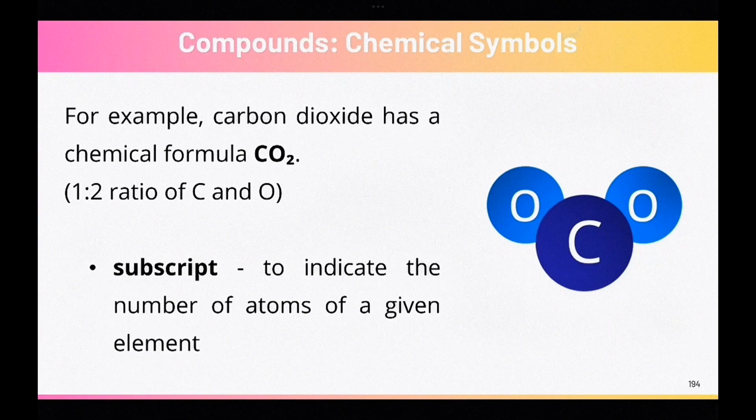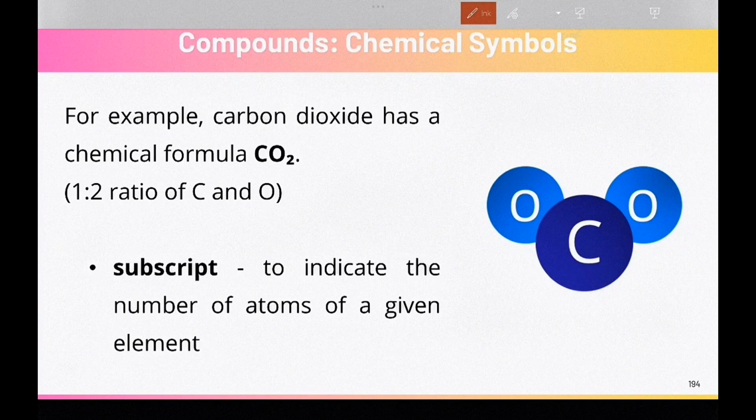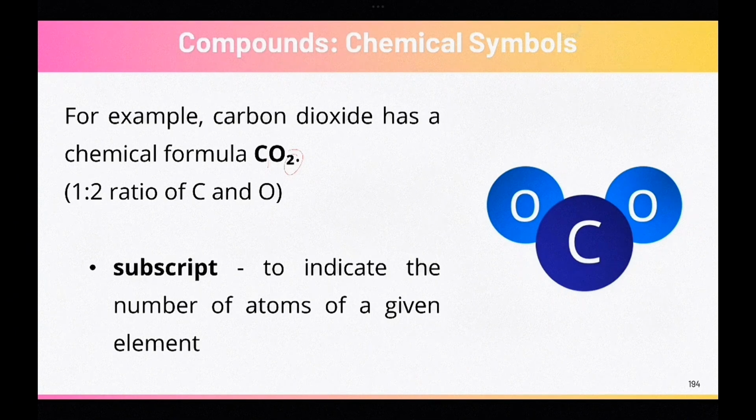So, for you to get the ratio, you simply look at the subscript. The subscript is here, under the atomic element. Always remember that if you don't see any number on a certain element in the subscript, definitely there is a 1 there. The subscript indicates the number of atoms of a given element.